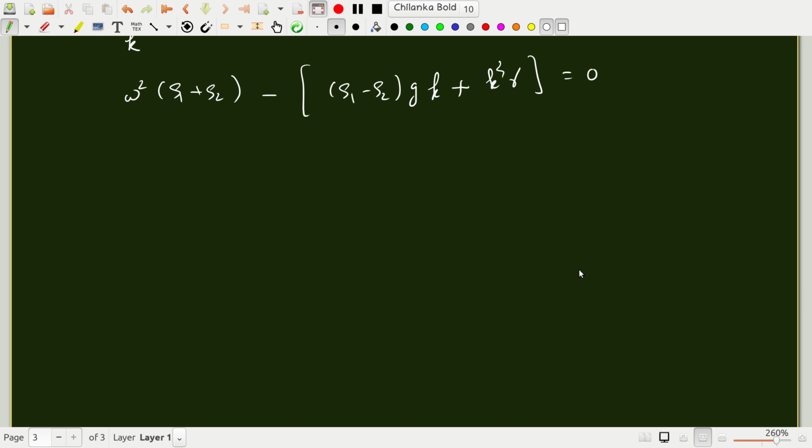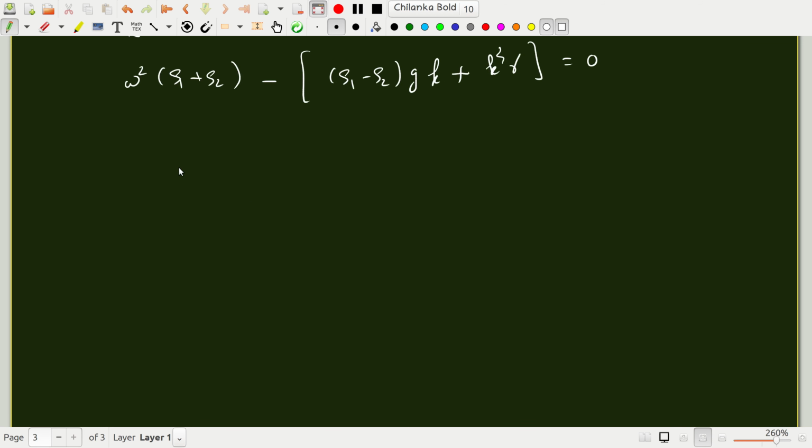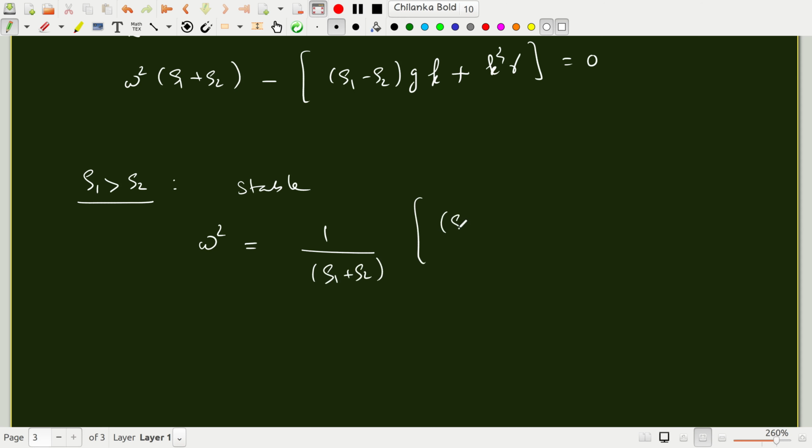Now of course this is a quadratic for omega, so if rho 1 is greater than rho 2, you know that it's a stable case because this is light fluid over a heavy fluid, and this is a stable configuration. In this case, omega squared is given by 1 by (rho 1 plus rho 2) times [(rho 1 minus rho 2) gk plus k cubed gamma]. Okay, so everything is positive, so omega is purely real. Omega squared is positive, omega is real.